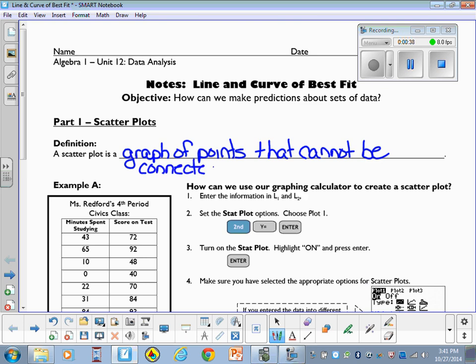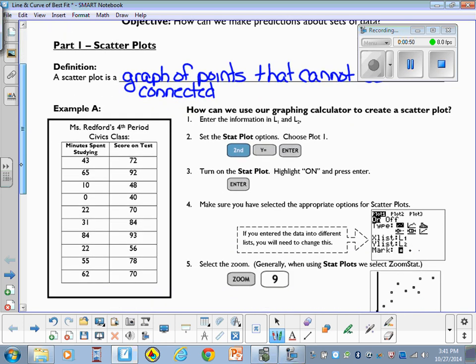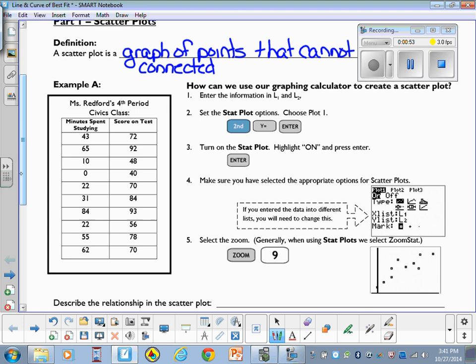You know, all the other graphs that we've done, we've connected the points. We've connected the points in lines. We've connected the points in parabolas. But with a scatter plot, you do not connect the points. We use our calculator to help us with these, and so we're going to enter the information into our graphing calculator.